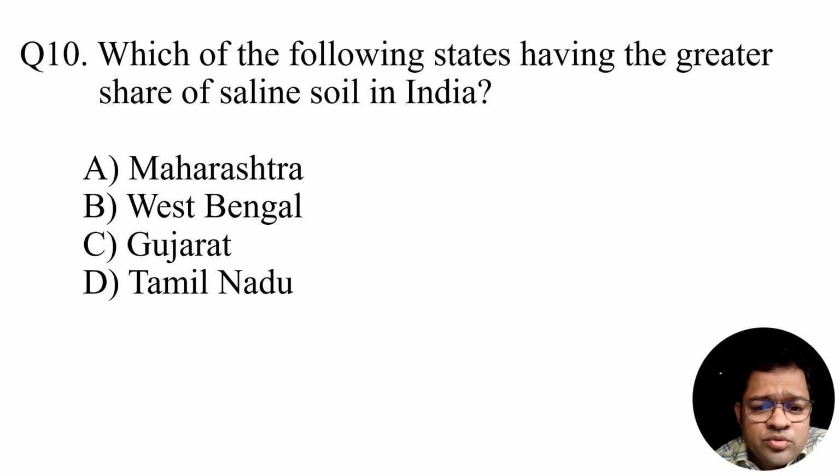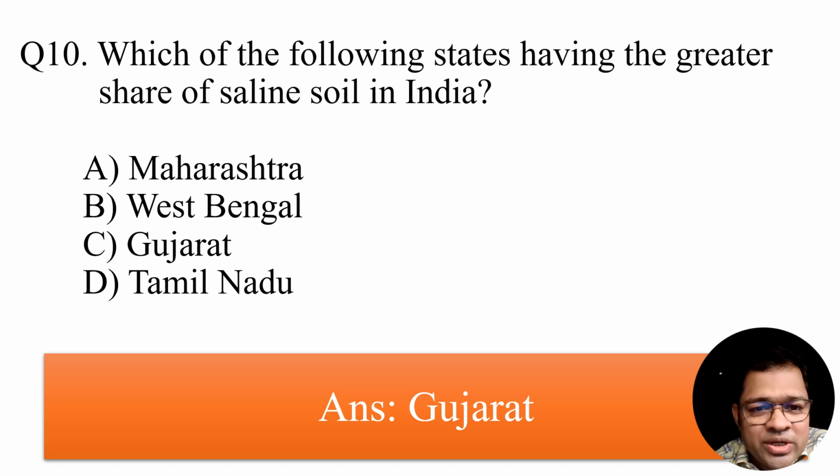The next question is, which of the following states has the greater share of saline soil in India? The larger coastal base. Which state has the larger coastal base? That is Gujarat. The answer for saline soil is that you will find it maximum in Gujarat. In saline soil, the sodium content is quite high. It is not good for the cultivation process. But nowadays shrimp farming is booming, in particular in the saline soil categories.